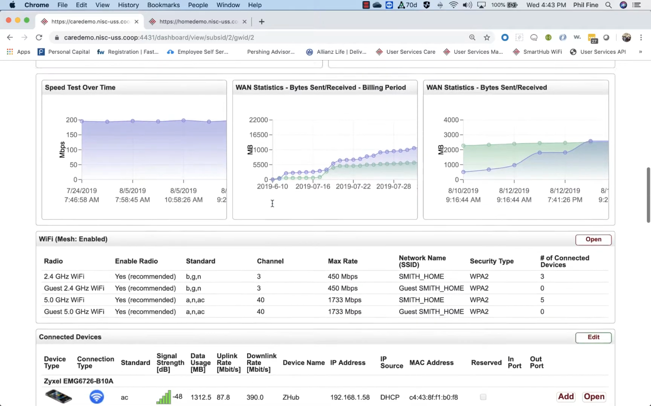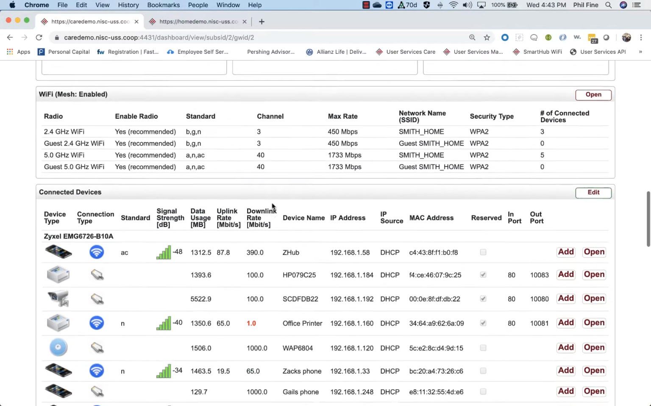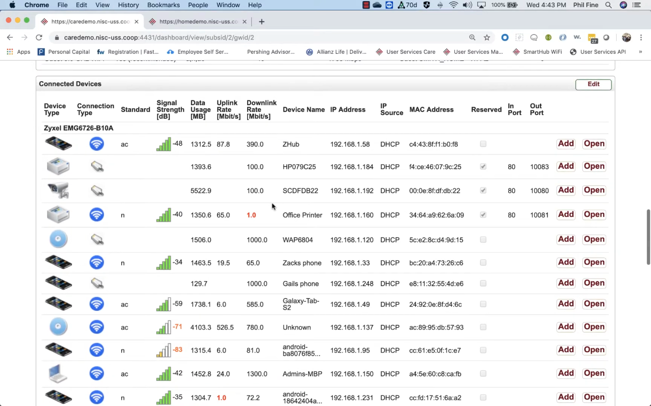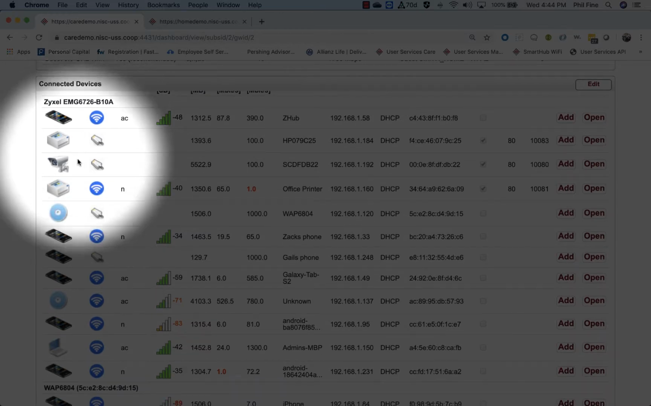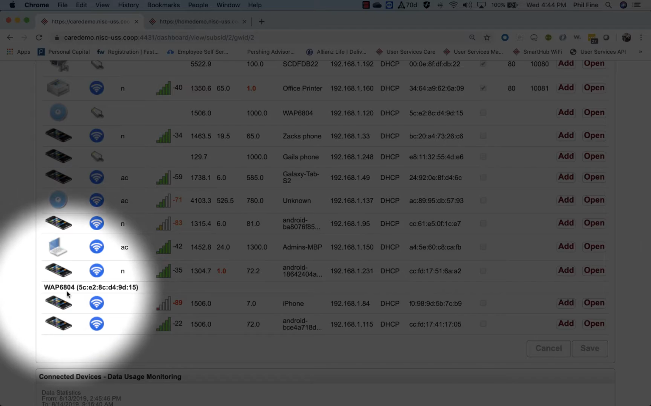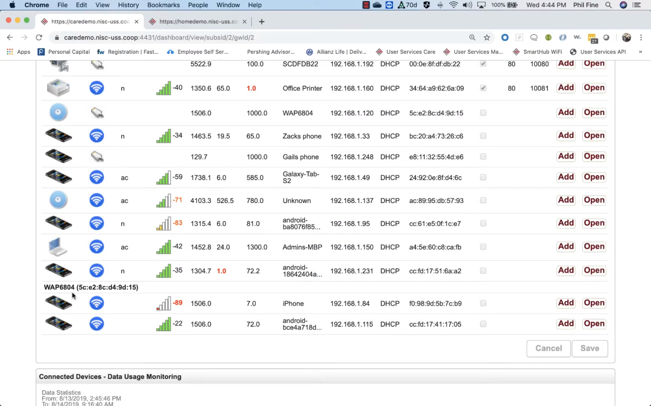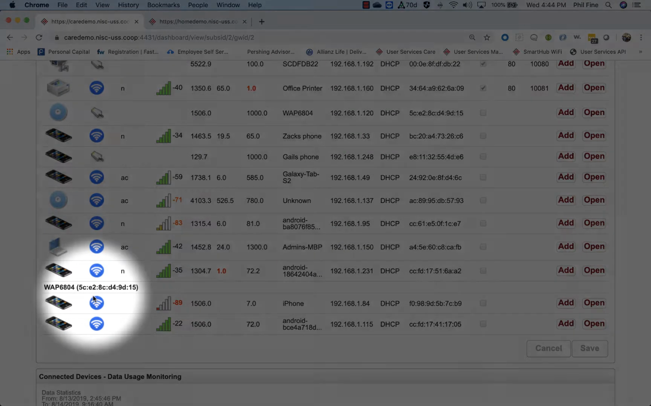The data used to assess performance of the Wi-Fi devices is found in the connected devices portlet. This portlet is critical in understanding the topology of the home network based on which access point devices are connected to. This is particularly important for homes deploying mesh networks, as in this example, where there is a mesh network of a Zyxel EMG6726 gateway and a WAP6804 mesh extender.